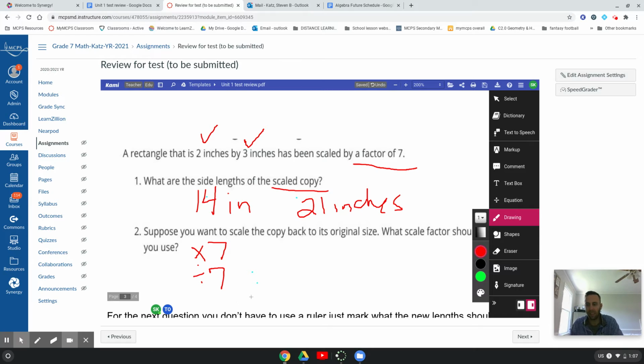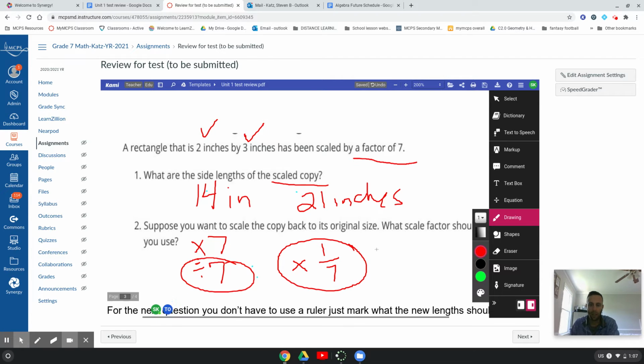But remember, we said that when you're doing scale factors, you can't actually write dividing by 7. A reminder, the same thing as dividing by 7 is multiplying by the reciprocal of 7, which means you take the 7 over 1 and make it 1 over 7. We would give you a little bit of credit if you said divided by 7, but the real answer to get full credit is times 1/7.